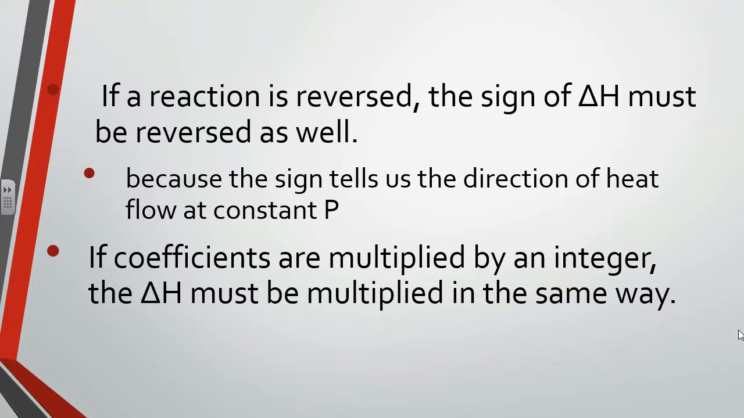Remember that that sign is telling us the direction of the heat flow at a constant pressure. If the coefficients are multiplied by an integer, then I must multiply my enthalpy change as well. So if, in order to get this thing to balance out, I have to multiply the whole thing by 2, then I've got to multiply my enthalpy change by 2 also. Okay.